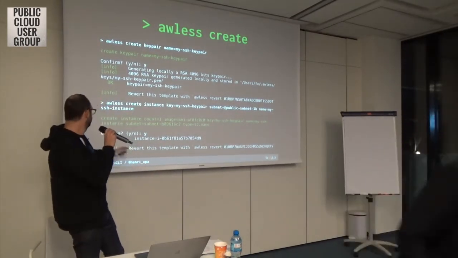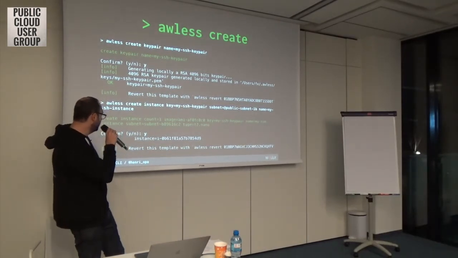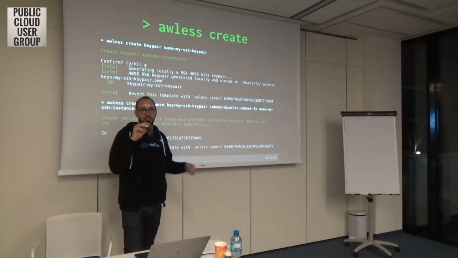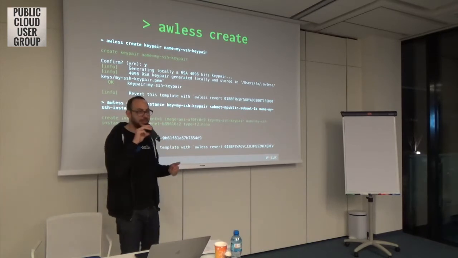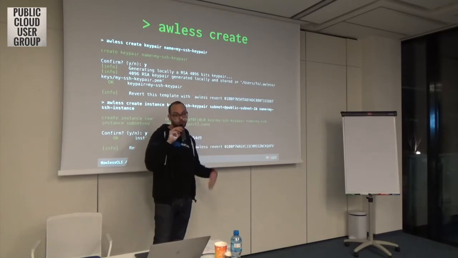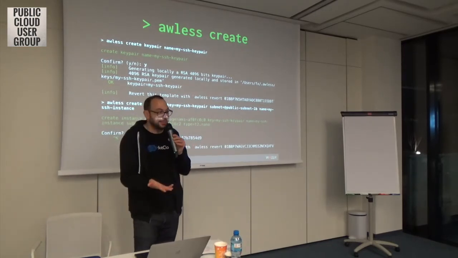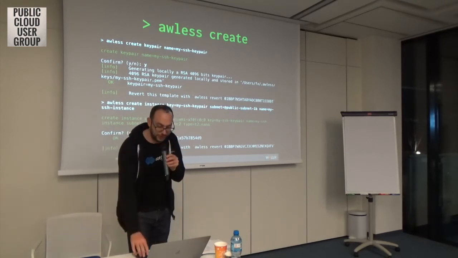And then it says, okay, it's done, it's okay, and you can revert the template with an ID, which is given by AWLESS from its log, which we'll see in the AWLESS log. And basically later, if you say AWLESS revert from this ID, which you can grab from the log, then it will delete that instance. But if it's more complicated than that, it will undo several actions at once.